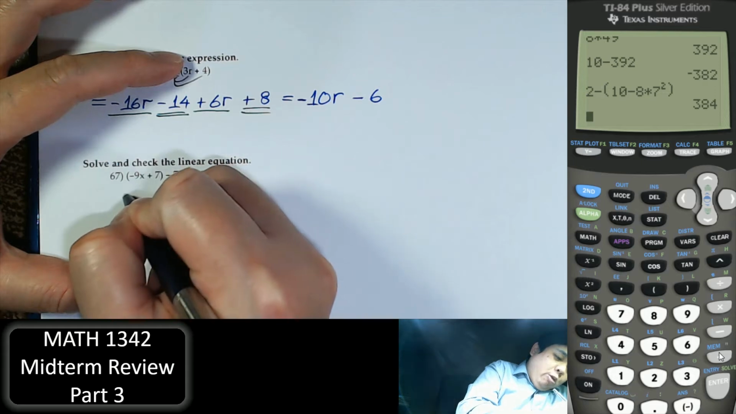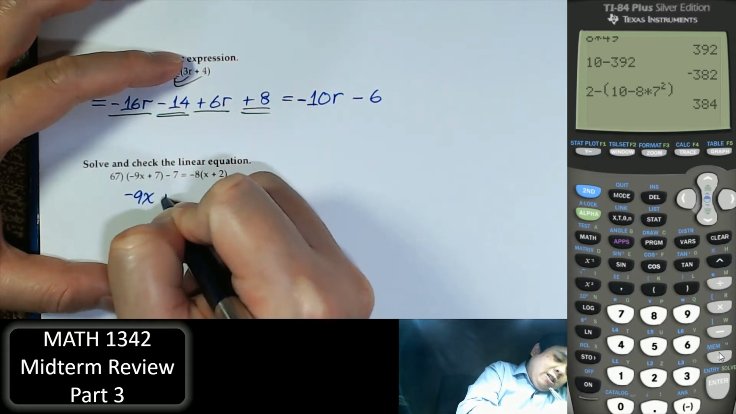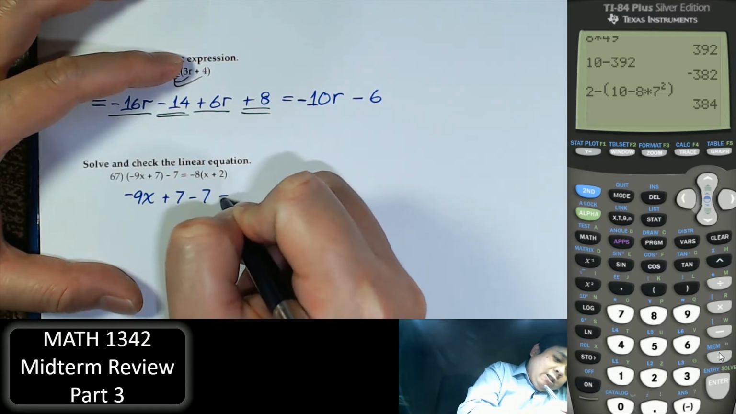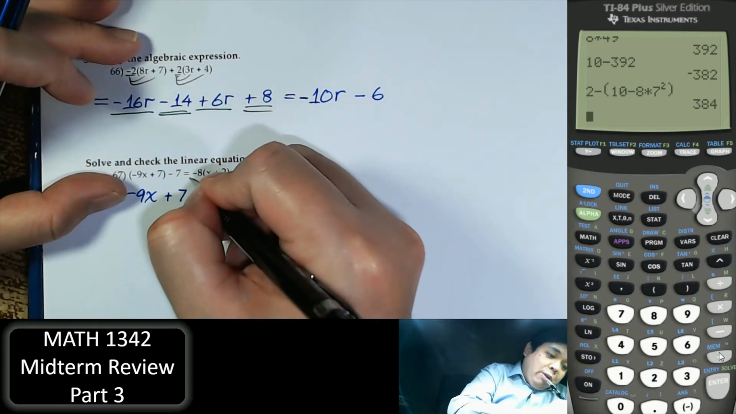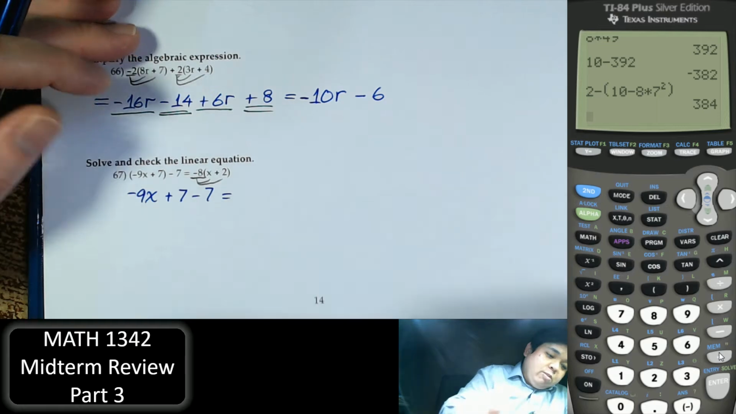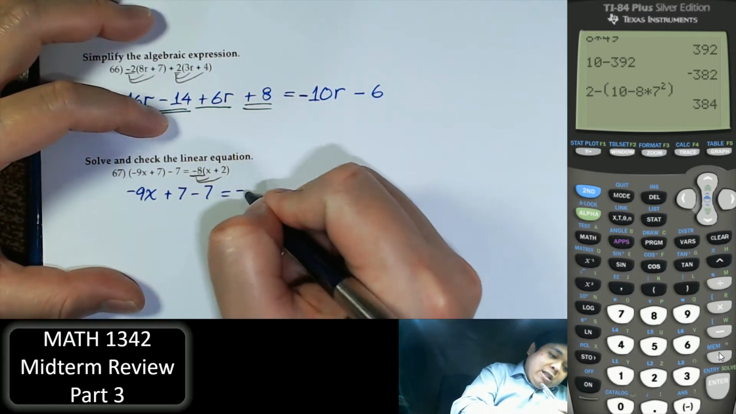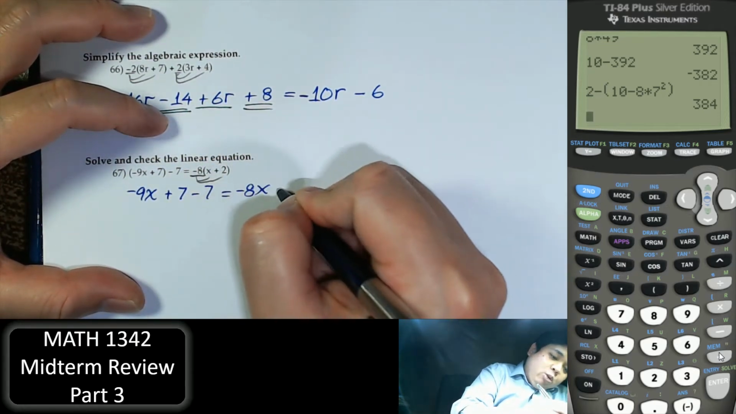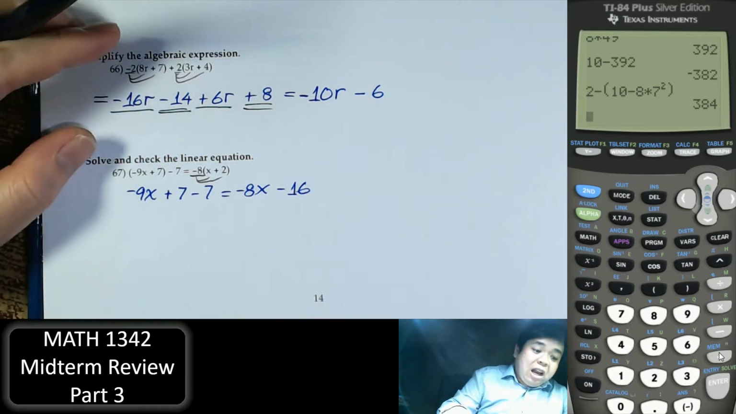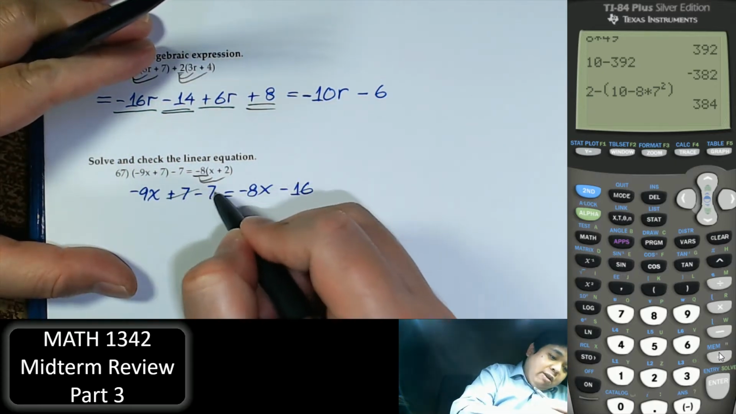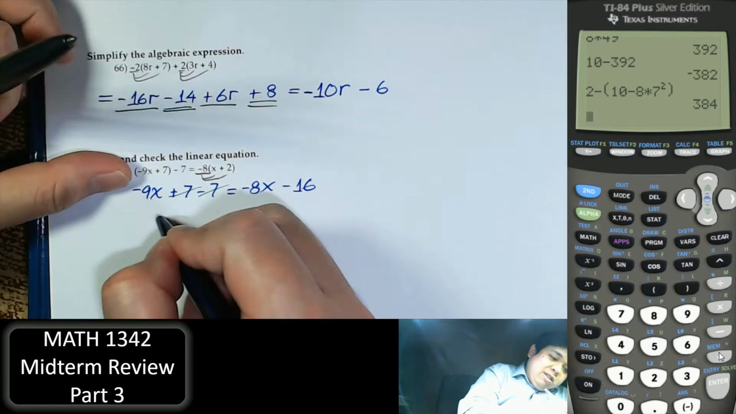Remove the parentheses here. And then, because there's nothing multiplied to it, if we have a number in front, we have to distribute. The negative 8 times x, negative 8x, negative 8 times 2, negative 16. Combine like terms first. 7 minus 7, gone.